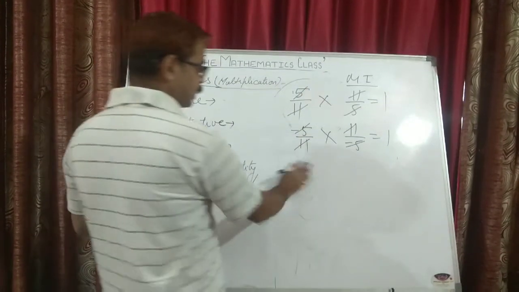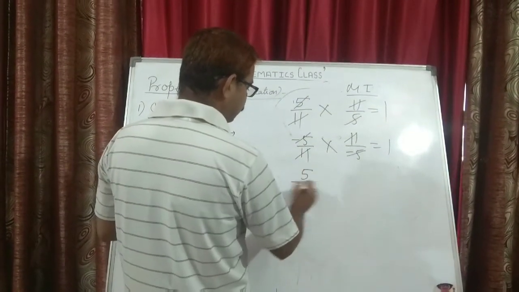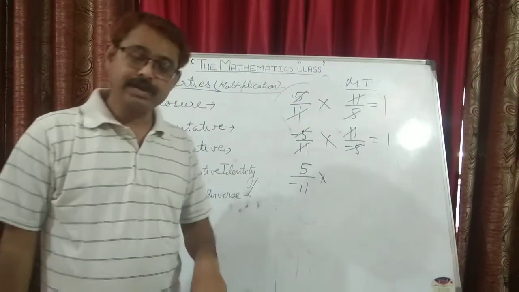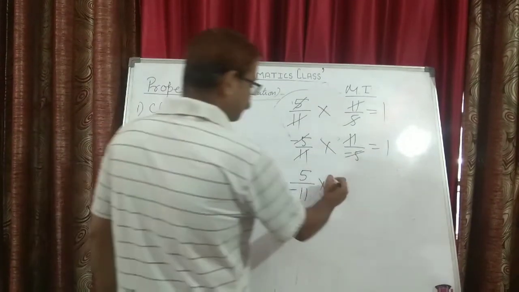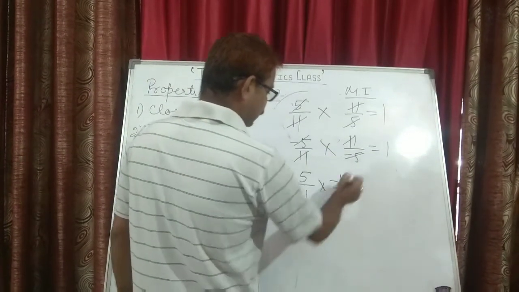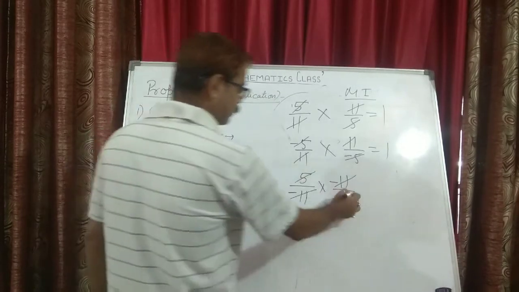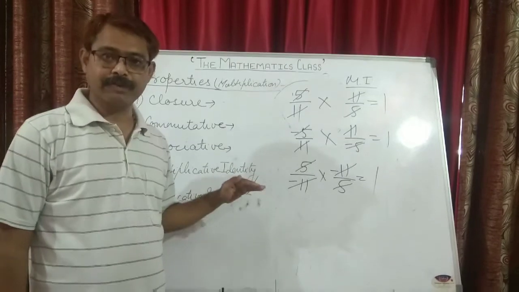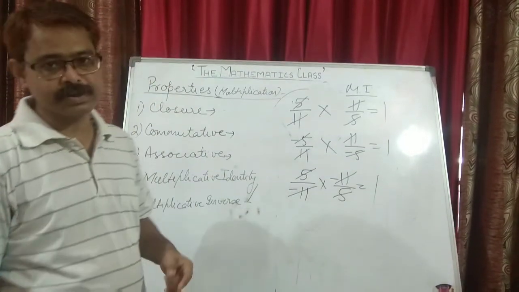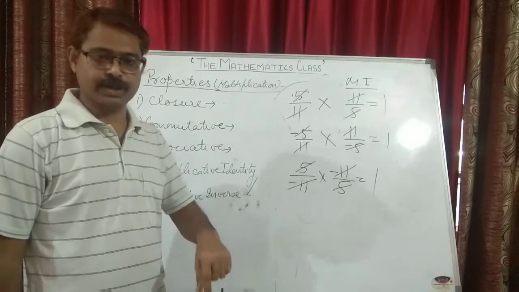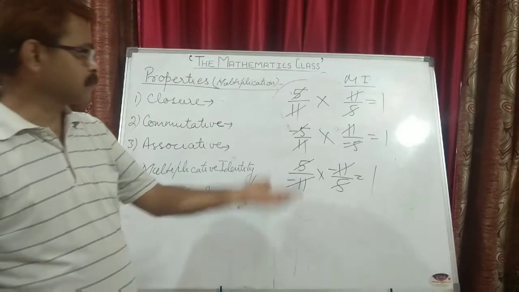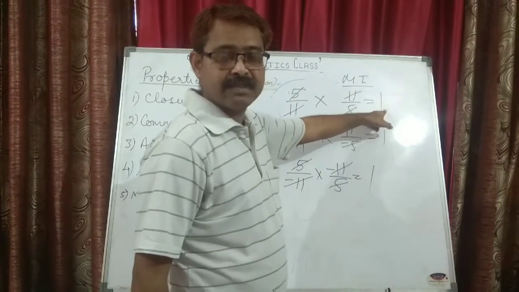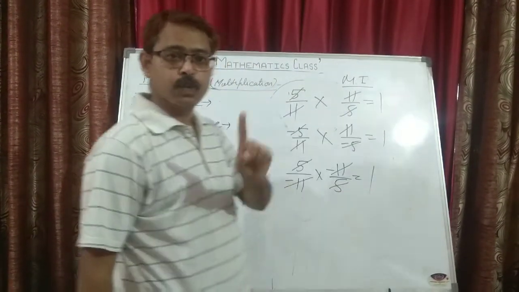Suppose I say, what will be the multiplicative inverse of 5 upon minus 11? So what will be your value? Minus 11 upon 5. Why? Because minus 11 upon 5, minus 11 will cancel, 5 and 5 will cancel, you will get 1. So what is the meaning of multiplicative inverse? That in the set of rational numbers there always exists a number which when multiplied to a given rational number gives you the multiplicative identity, or gives you value as 1.